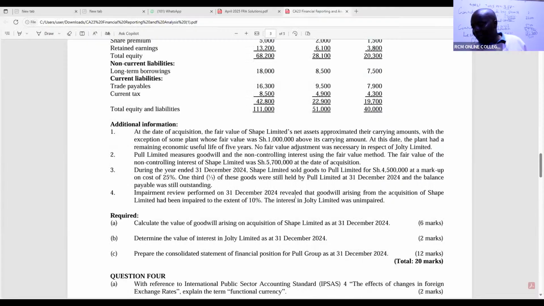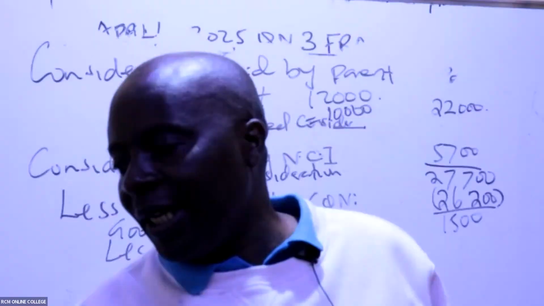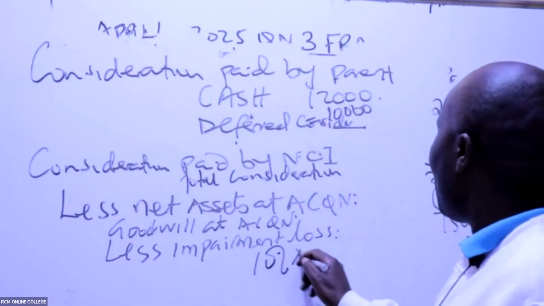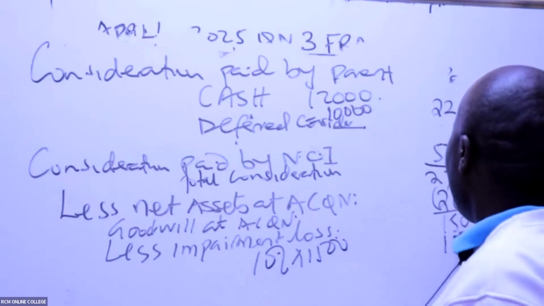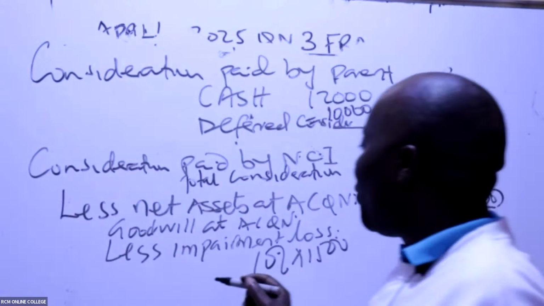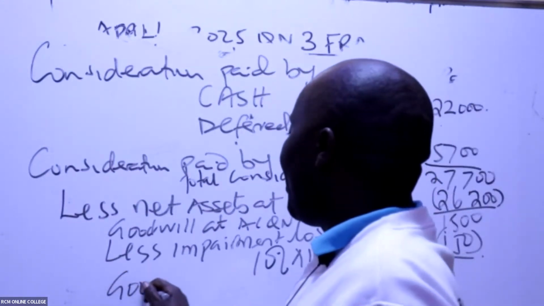They've told us, ladies and gentlemen, here, impairment review performed on 31st December 2024 revealed that goodwill arising from the acquisition of Shape Limited had been impaired to the extent of 10%. So 10% kwisha. So 10% of this 1,500, this is 150. Ukisubtract hapo, tuko na goodwill at reporting.